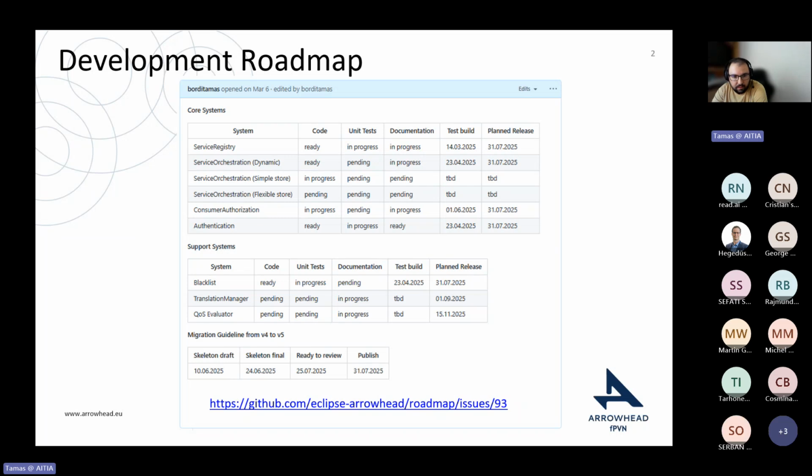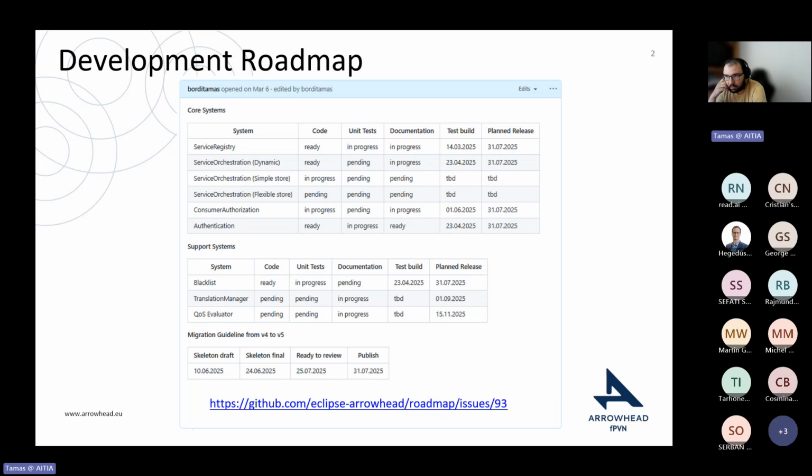Still in this year, at the beginning of September, we plan to have the 5.1 release, where the translation manager support system will be the addition. And in the middle of November, we plan to release the version 5.2, where the new quality of service support will be released.